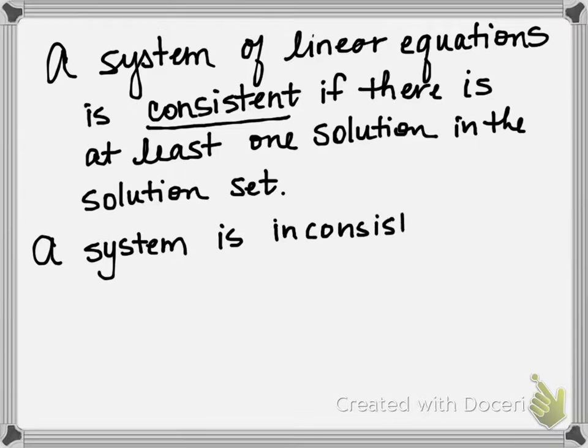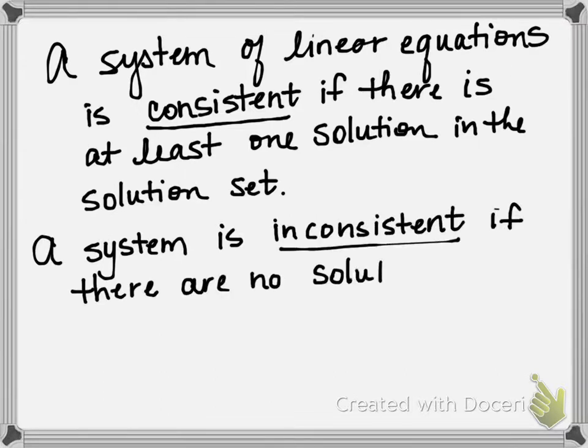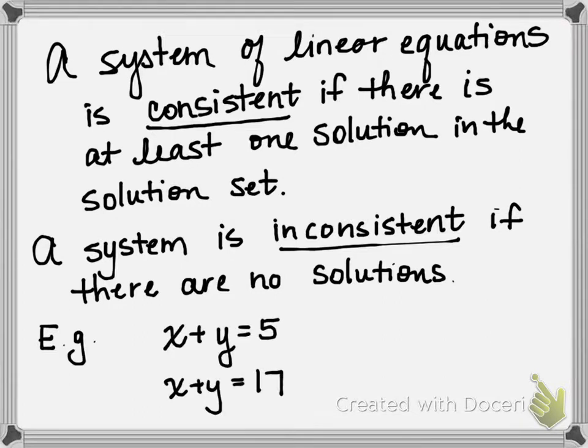We say that a system is inconsistent if there are no solutions. Okay, so the last example was consistent. What about this system? x plus y equals 5, x plus y equals 17. That is an inconsistent system. That's because if x plus y equals 5, there is no way for x plus y to equal 17. So here's an inconsistent system. A lot of times it's not necessarily as obvious what an inconsistent system is, but in this case it was.